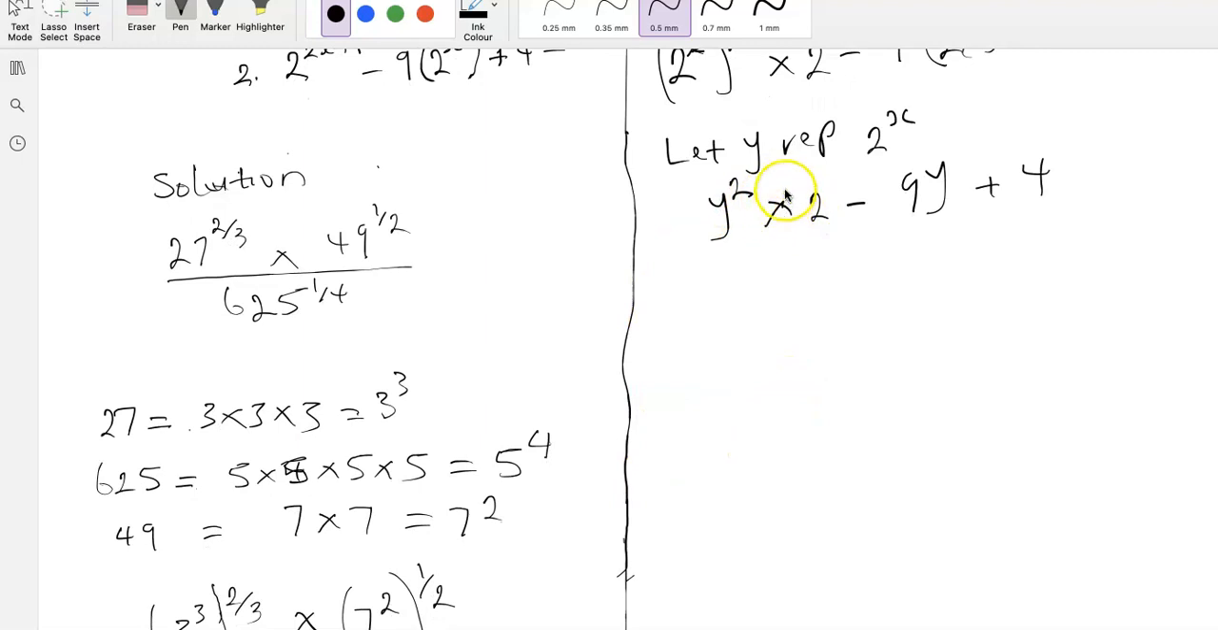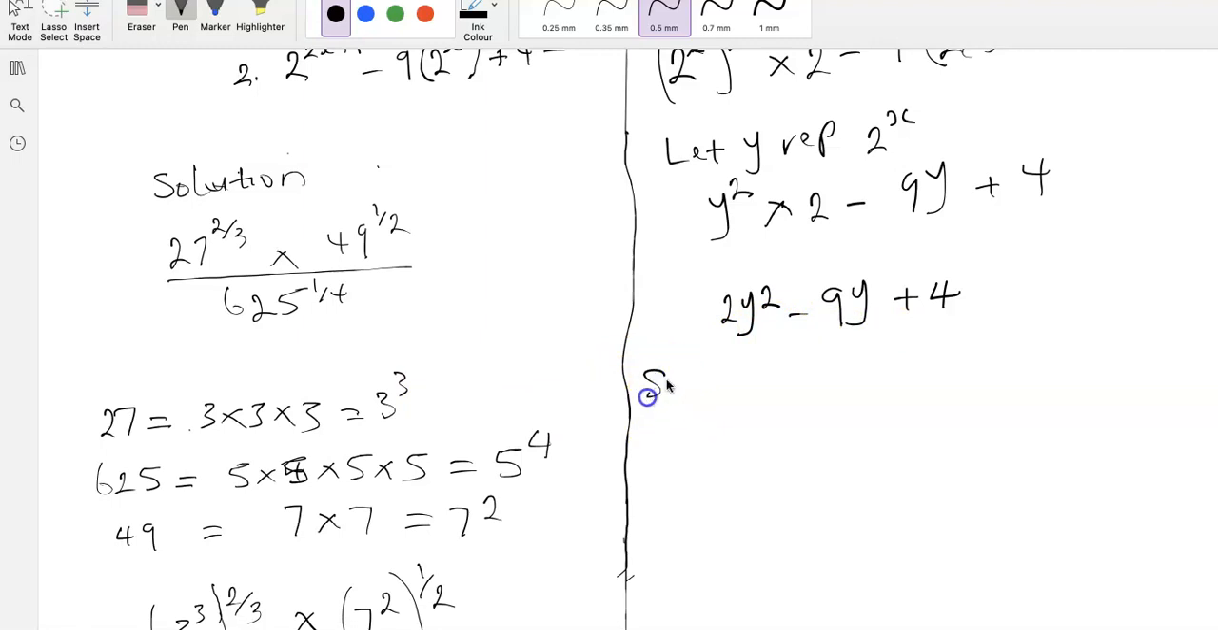So let's complete that. If you multiply 2 times y squared, it's going to be 2y squared minus 9y plus 4. Alright, so we have a quadratic equation which we can solve using different methods like factorization, completing the square, and formula method. So what I want to do is to use factorization.